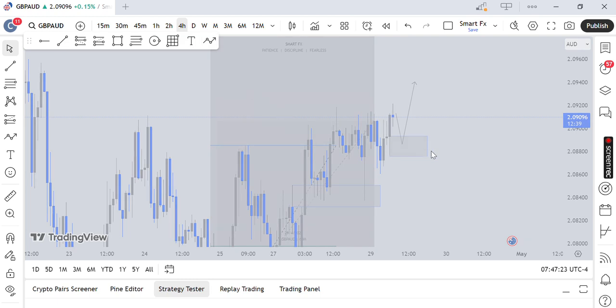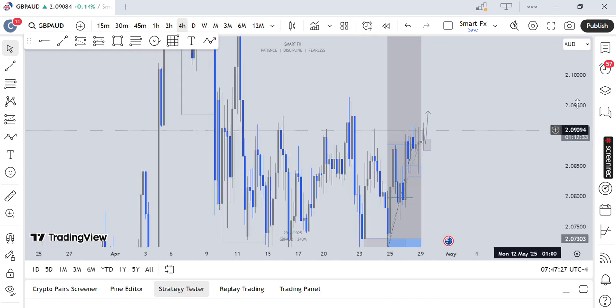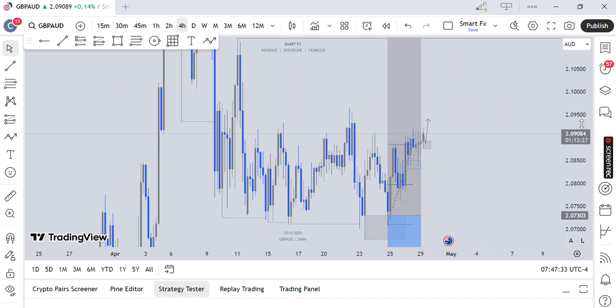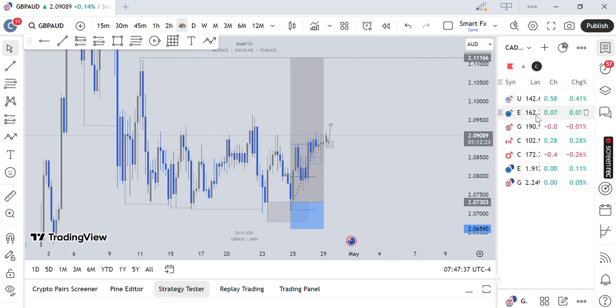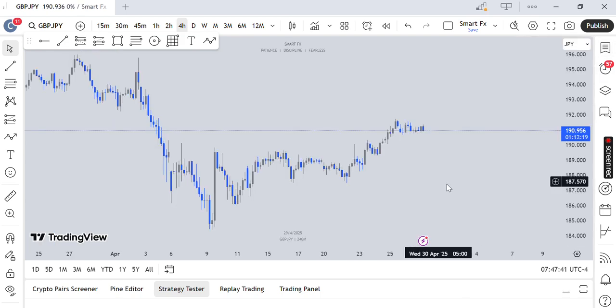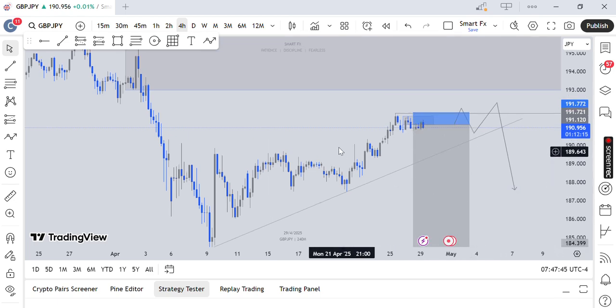Then in 4 hours, this is what it looks like. So for now, I'm still holding. I'm already on break even here, so I'm not expecting it to come back. But even if it comes back, I'm not going to lose any money. The one that I'm not on break even yet is GJ. I'm not on break even on GJ, but GJ looks good for now. It's still going.